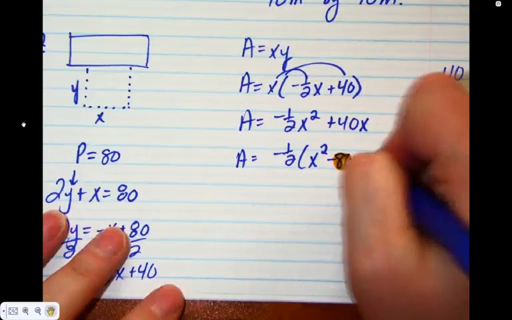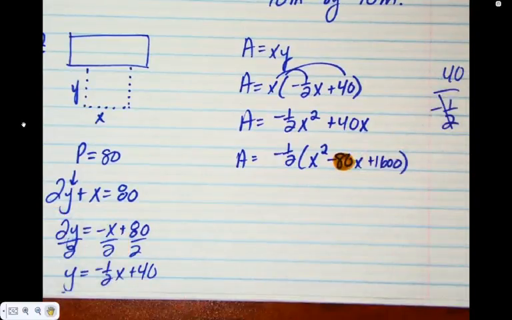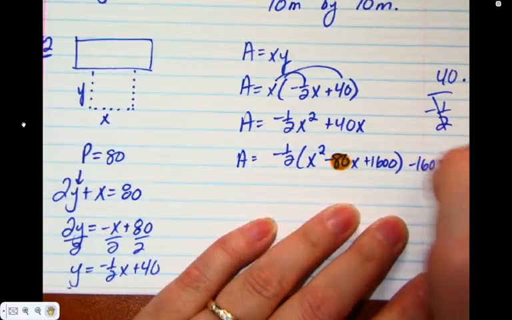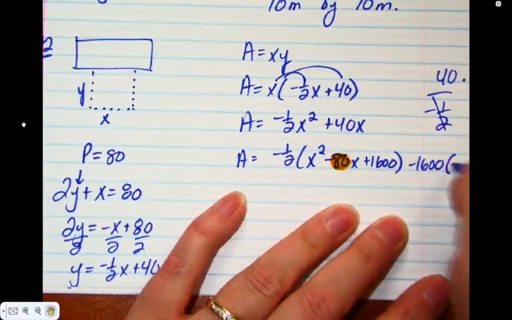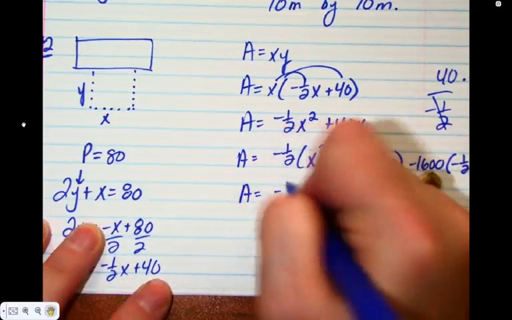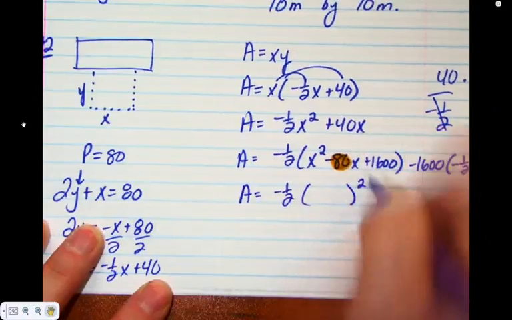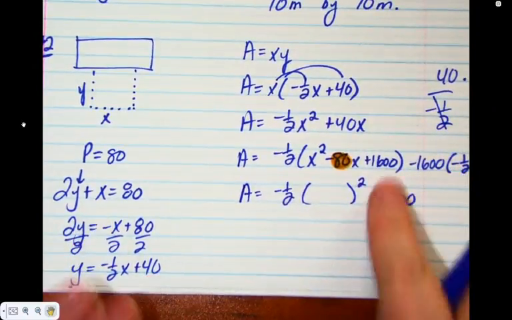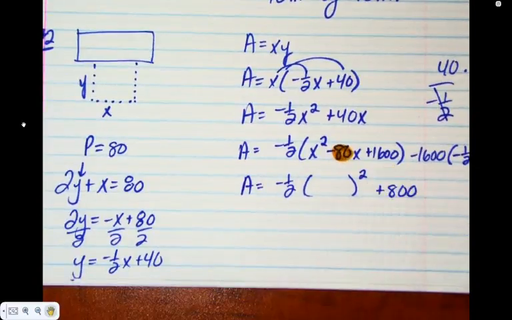Offer of 1,600. Yeah. How do I balance it off? Subtract 1,600. Oh yeah, and then multiply by a half. Negative a half. So that would be negative 800? No, positive 800 because it's a negative half. What are we adding there inside the bracket? 1,600. Yeah. 80 divided by 2, squared.